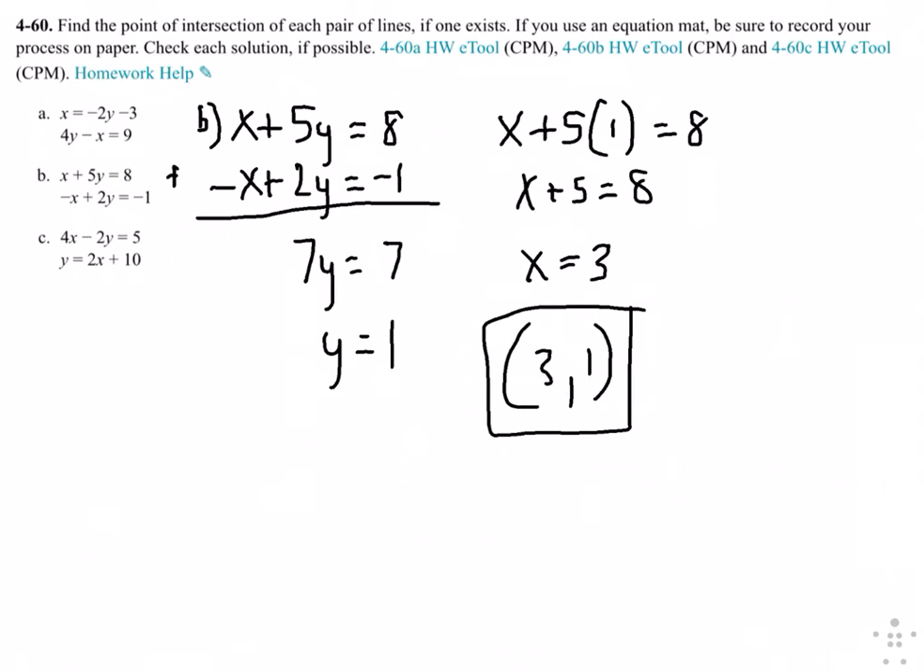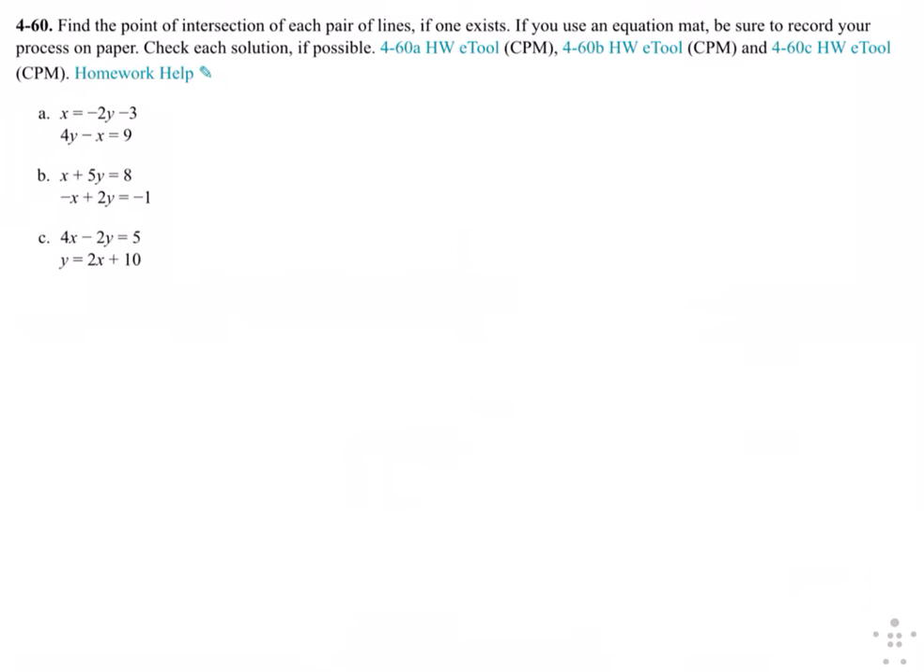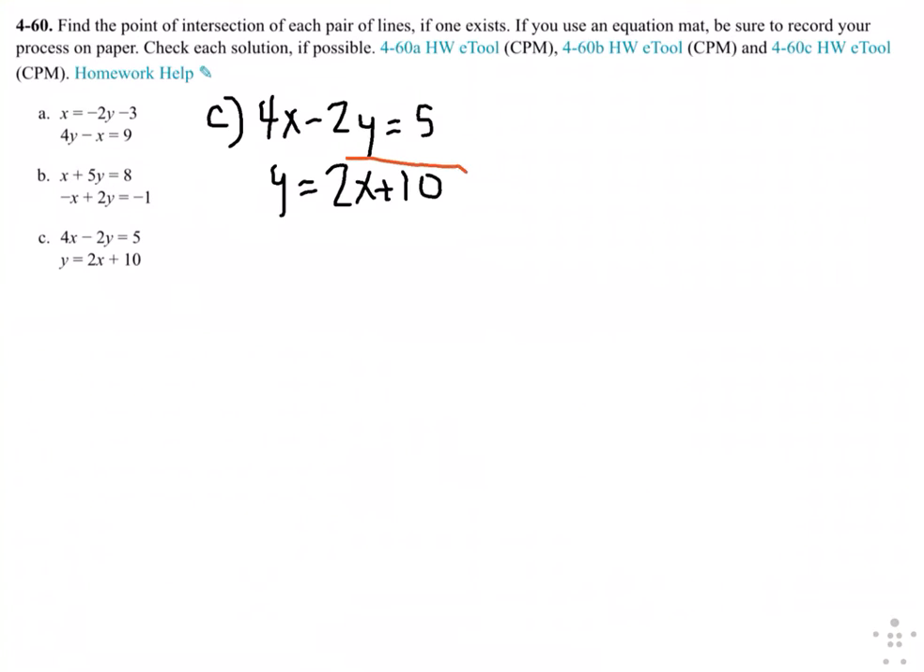And the last one, C, let's make some space. So C, we have 4x minus 2y equals 5, and then y equals 2x plus 10. Now again, since one of them is solved for the variable, since this is solved for y, I'm going to substitute that into y right there. So the top equation becomes 4x minus 2 times y, but instead of y I'm going to put in the 2x plus 10, which is what I circled, equals 5.